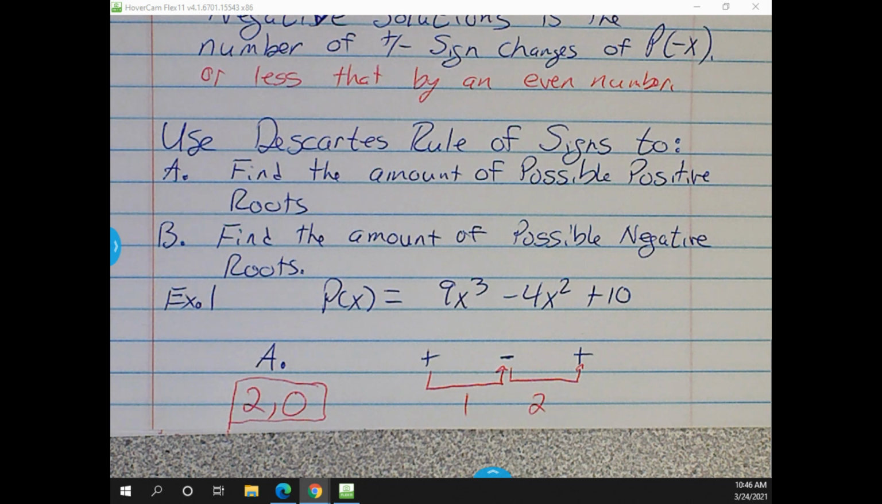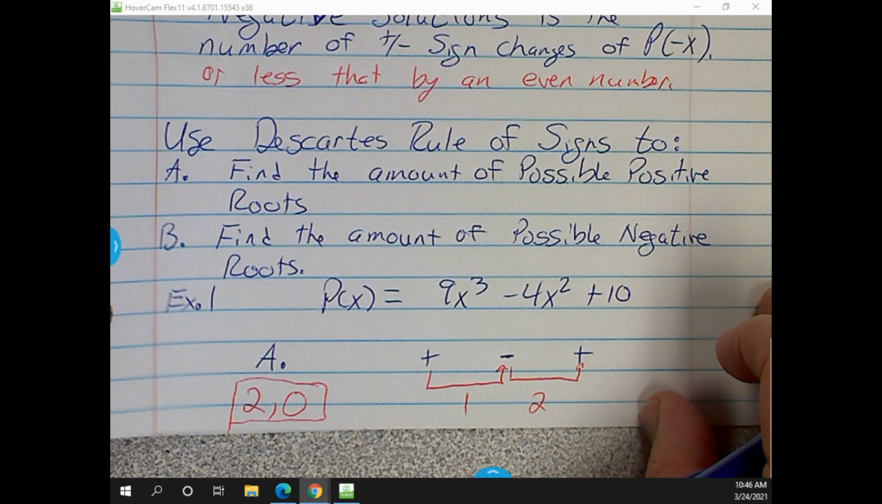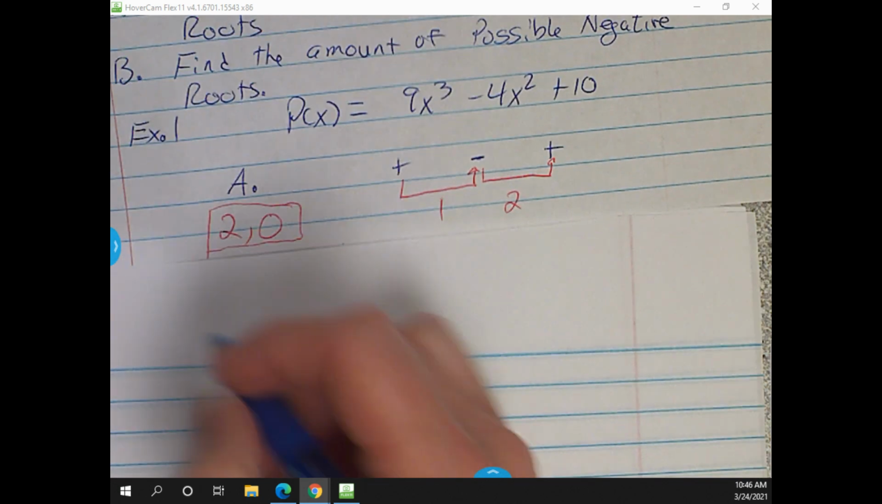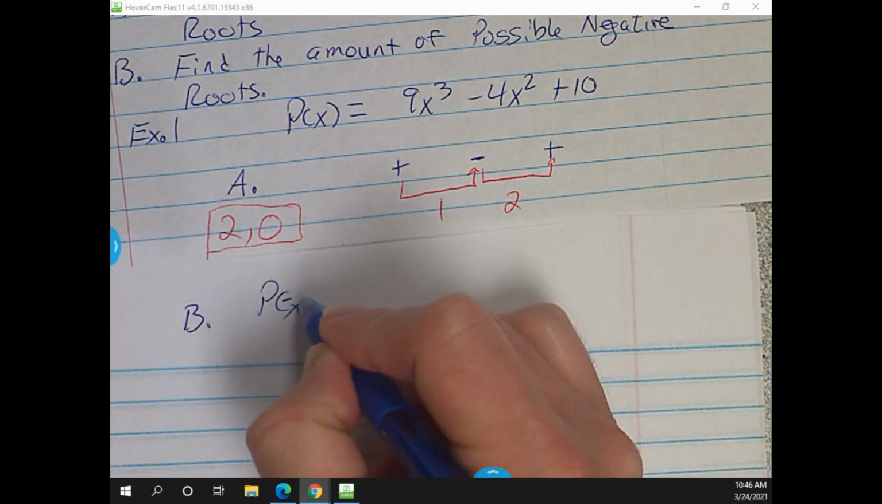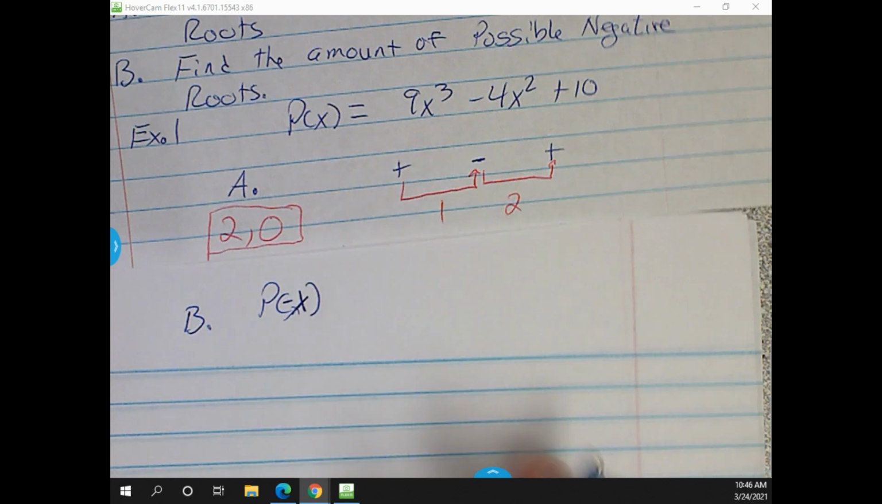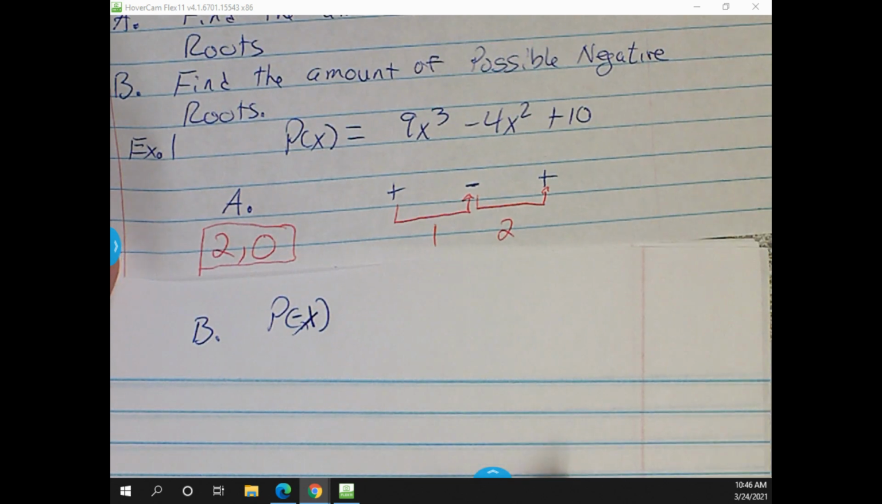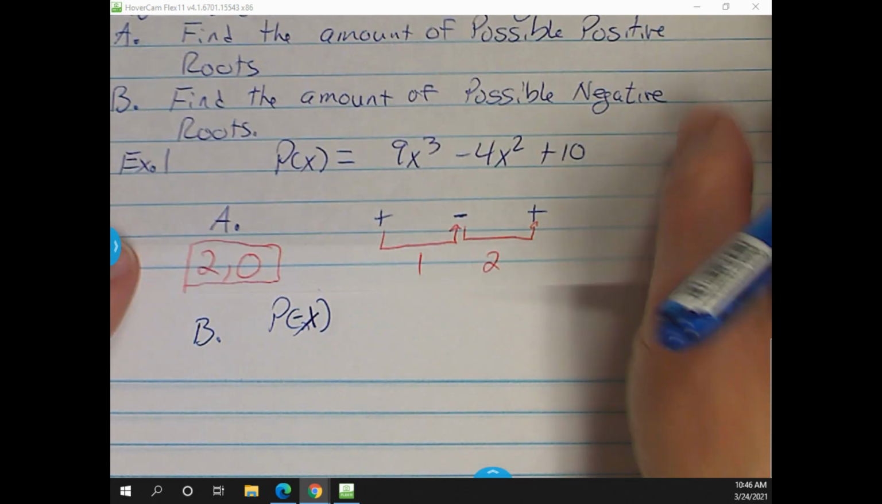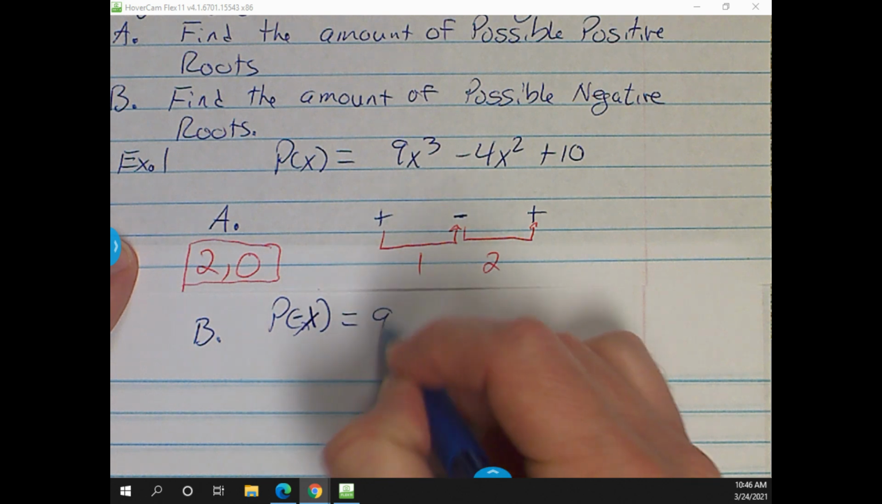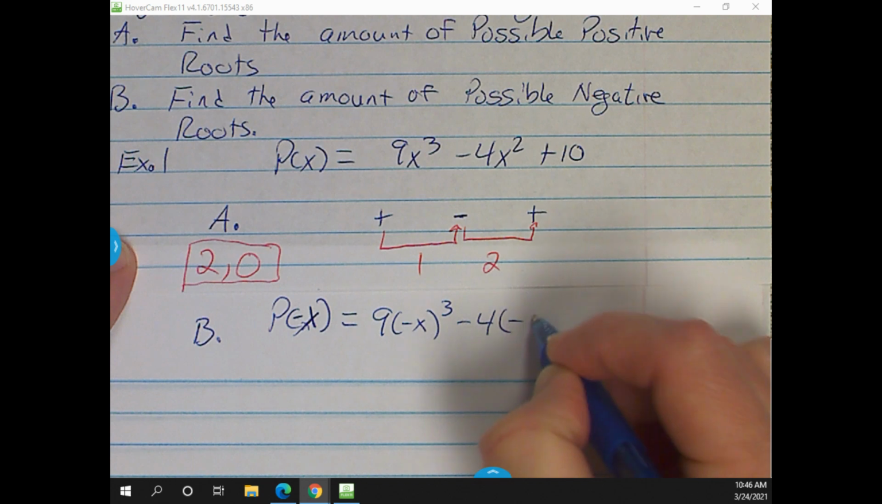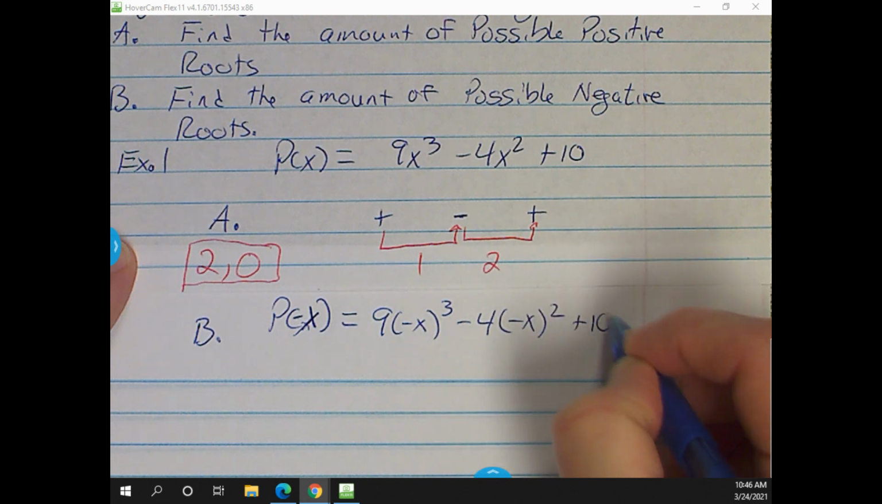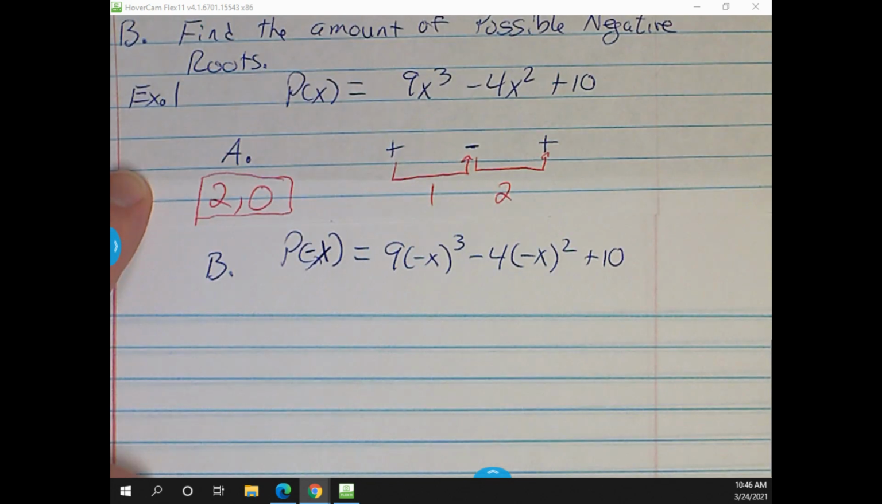All right, now to get the B part, this is a part that takes a little bit of work. Instead of doing P of X, we're going to do P of negative X. So we're going to take that same equation, and everywhere you have an X, you take it out and put in a negative X, because we're figuring out the negative solutions. So basically, it would be something like that.